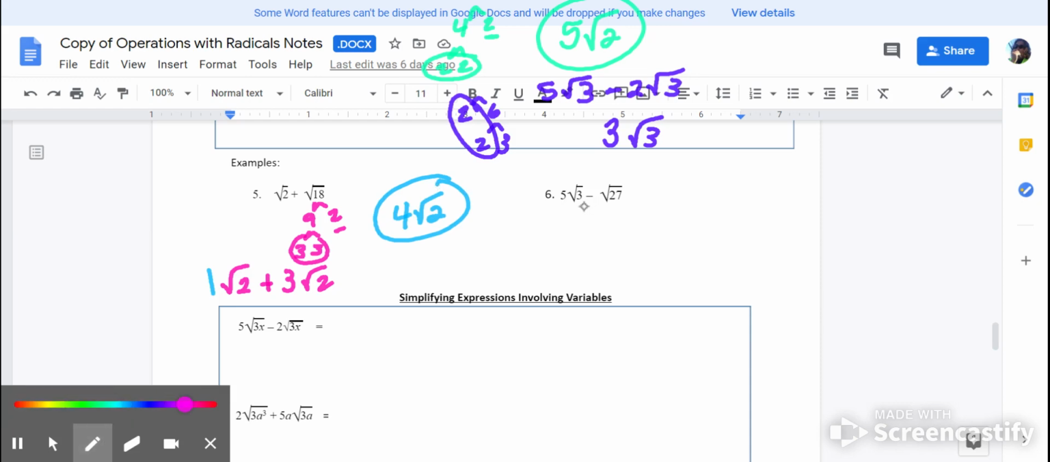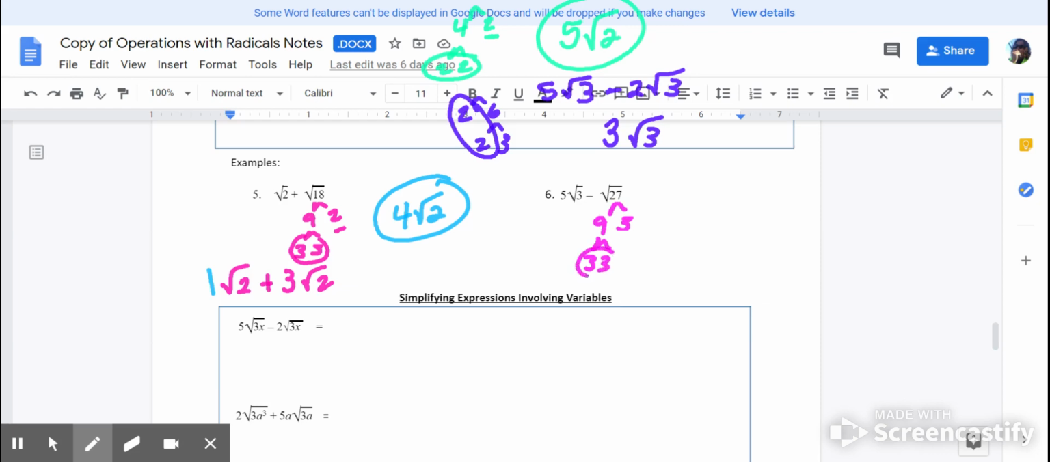So look at number 6. I have 3 and 27, clearly not the same things. So we'll break down 27 to be 9 times 3. Break down 9 to be 3 and 3. I have a 3 left over. So over here, I'm going to keep my 5 on the square root of 3, and I'm going to change the square root of 27 into being 3 on the square root of 3. At this point, I have the same radicals, so 5 minus 3 is 2. So my answer is 2 on the square root of 3.